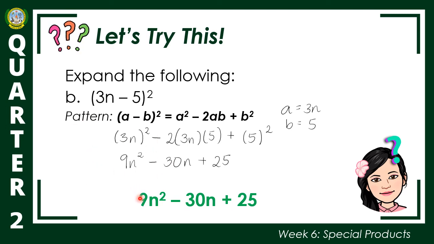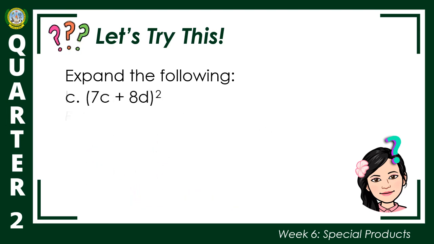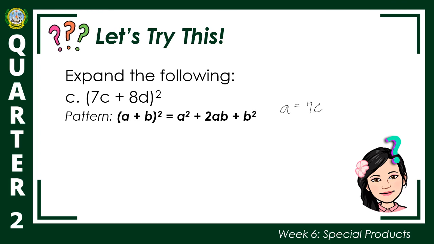Let's have the last example. This time, kung mapapansin nyo, may variable yung first term, may variable na din yung second term. So, paano naman kapag ganito yung problem? Dahil addition yan, gagamitin natin yung pattern na addition. So, that means positive lahat ng terms. Assign po natin ang A at B. Ang A po ay 7C at ang B ay 8D. Okay? So, substitute na natin sa pattern.